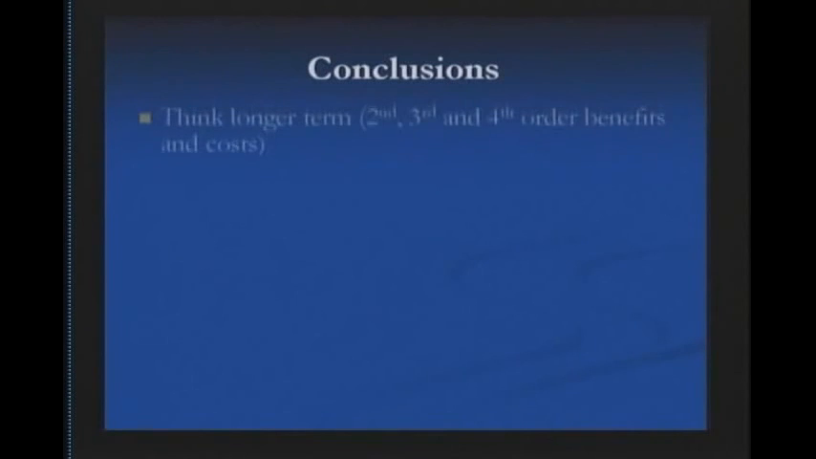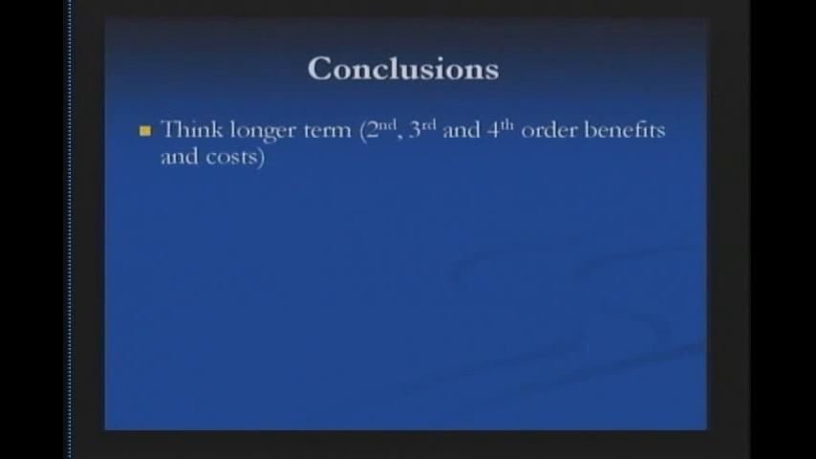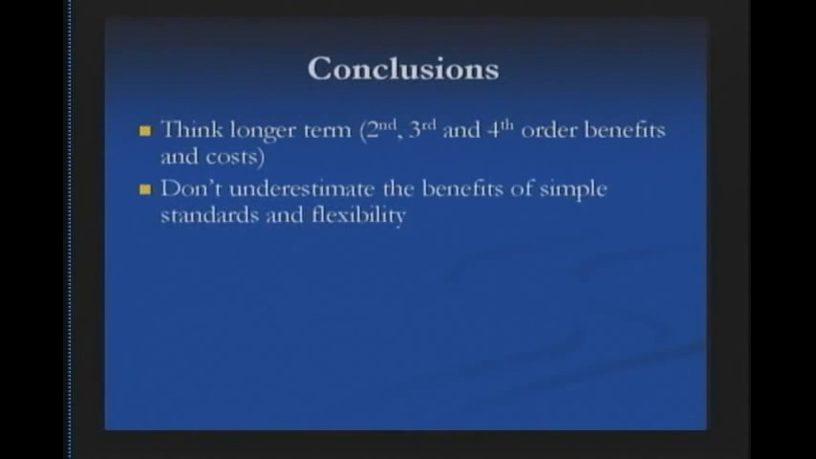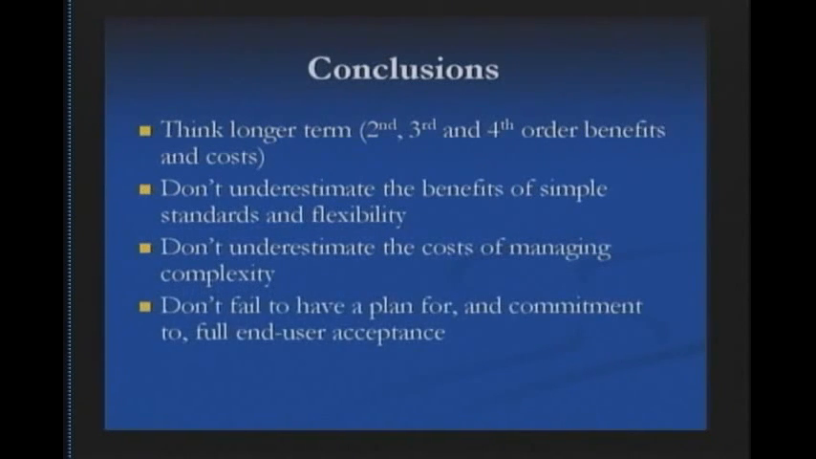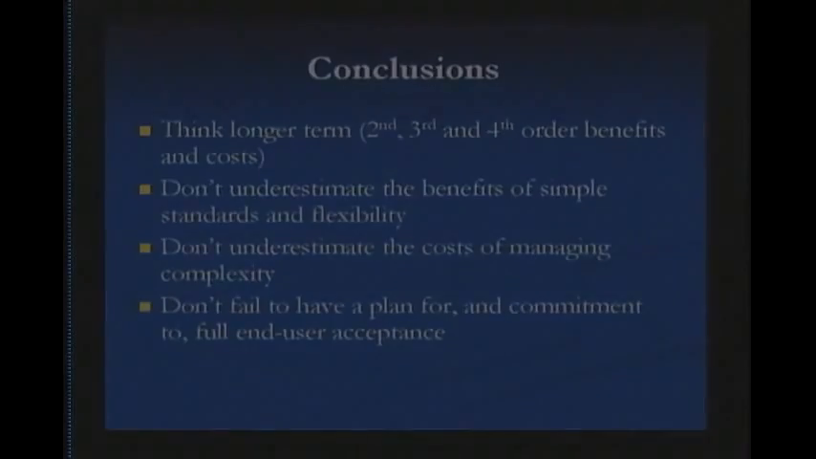In conclusion then, when you think about ROI analysis, you need to think longer term, second, third, and fourth order benefits and costs. You need to not underestimate the benefits of simple standards and flexibility. You need to not underestimate the costs of managing the complexity. And you need to not fail to have a plan for and commitment to full end user acceptance. Thank you very much.